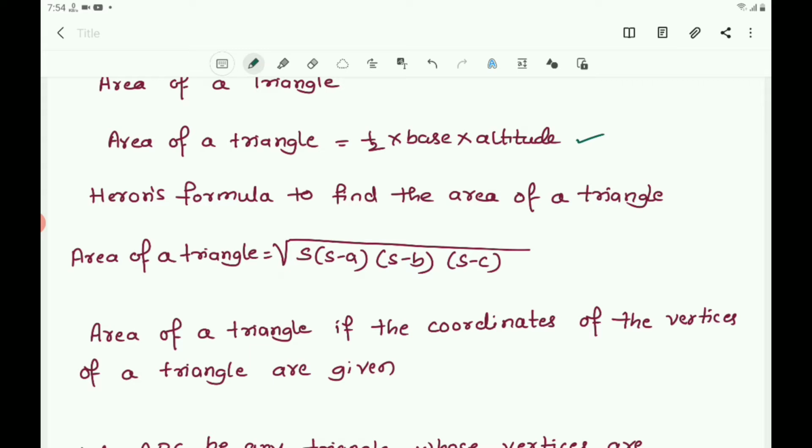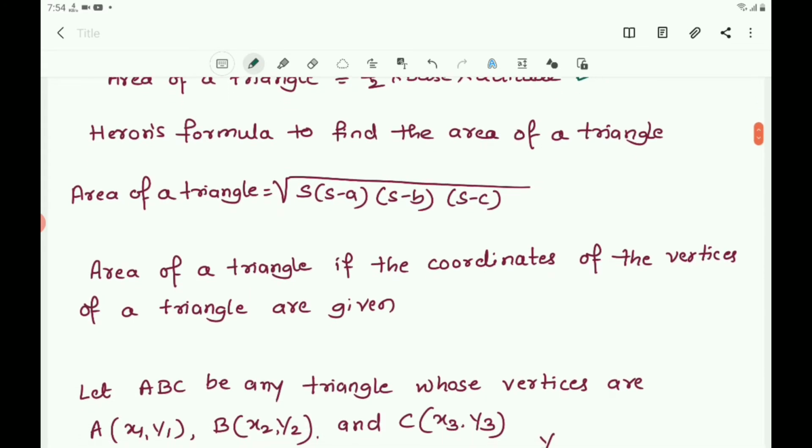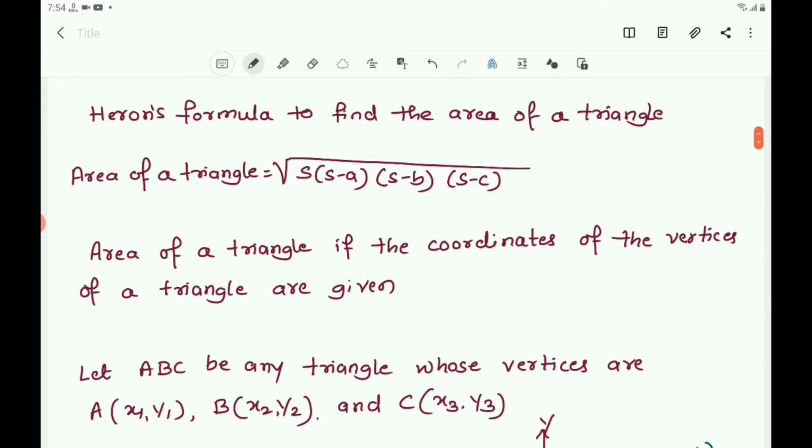The area of a triangle, if the coordinates of the vertices of a triangle are given, is to be studied now. You could find the lengths of the three sides using the distance formula, and then use Heron's formula to find the area of the triangle. But this could be tedious, particularly if the lengths of the sides are irrational numbers. So, now let us see if there is any easier way.